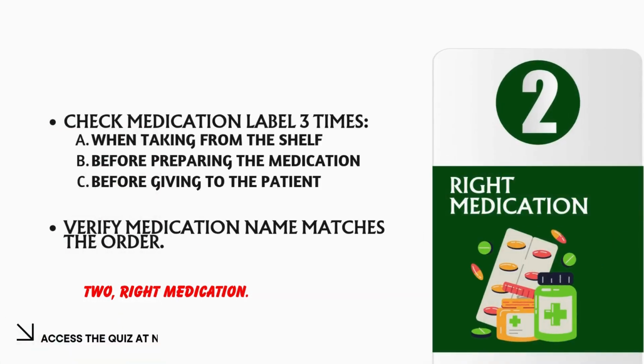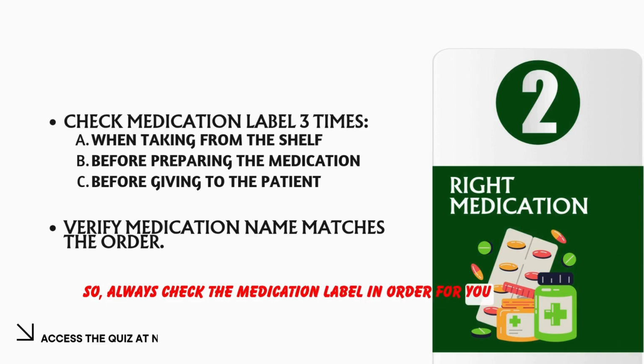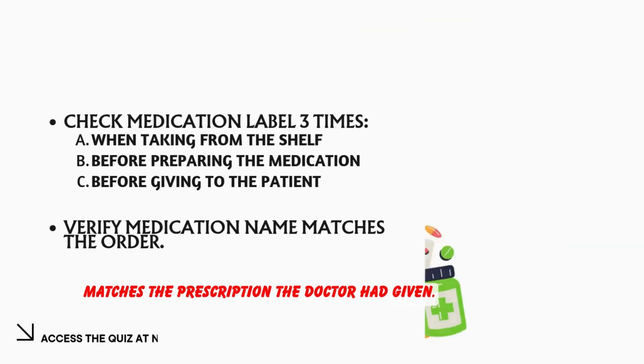2. Right medication. So always check the medication label in order for you to get the right medication. Always check the label. And we have 3 times we have to check this label. 1. When taking it from the shelf. 2. Before preparing the medication. And 3. Before giving it to the patient. Always verify that the medication name matches the order, matches the prescription the doctor had given.